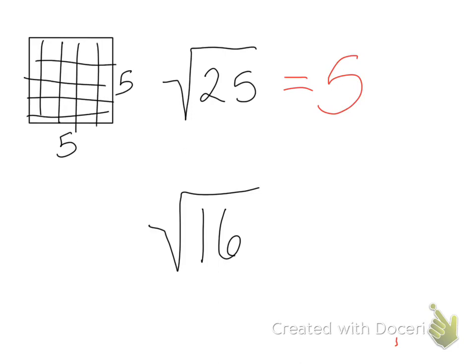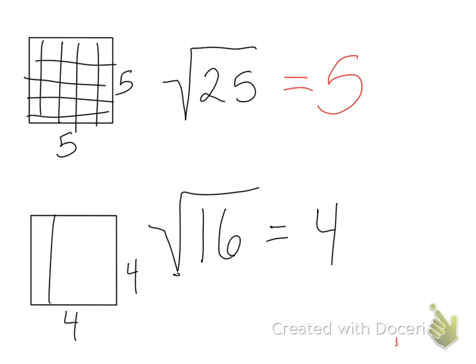All right, what about the square root of 16? Remember, the square root is what number multiplied by itself equals 16. So the square root of 16 equals 4. Okay. So if I made a square and I put 16 1-inch tiles in it, how long was each side? Each side would be 4 inches because 4 inches by 4 inches gives me 16 tiles.